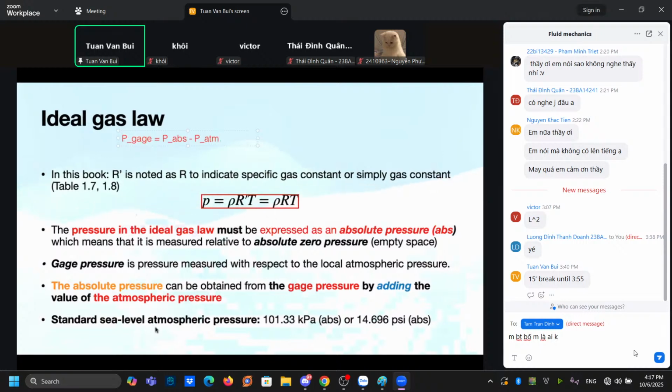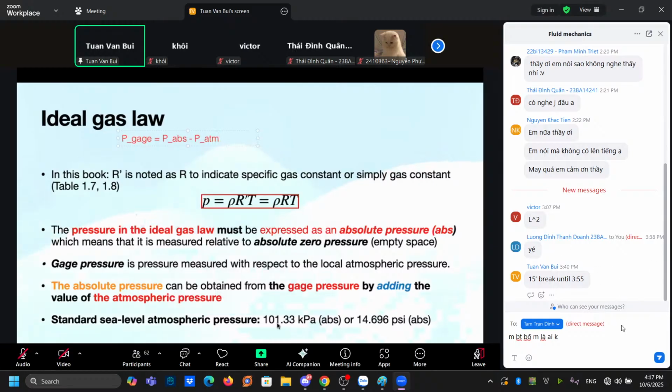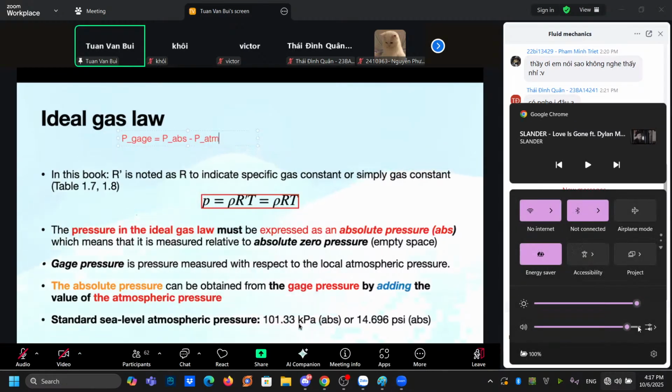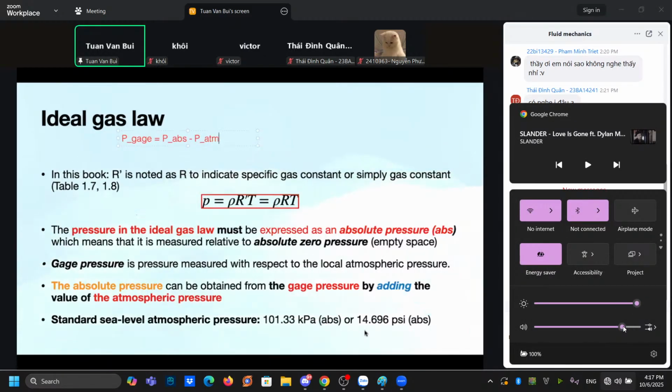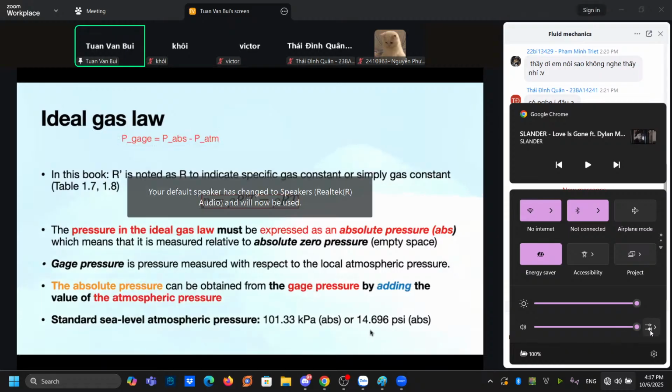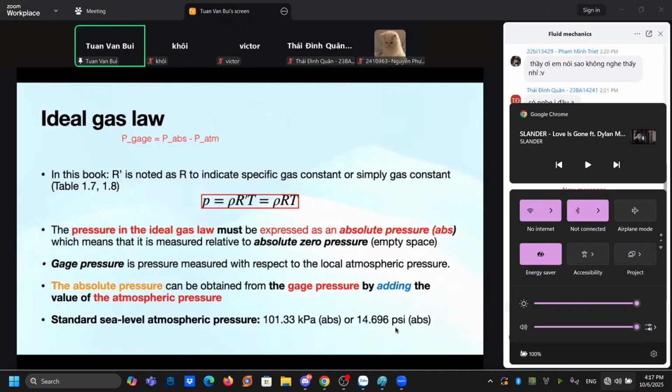And the standard sea level atmospheric pressure is 101.33 kilopascal absolute, or 14.696 psi absolute. This is pounds per square inch. Okay, you can convert to pounds per square foot, psf, easily.